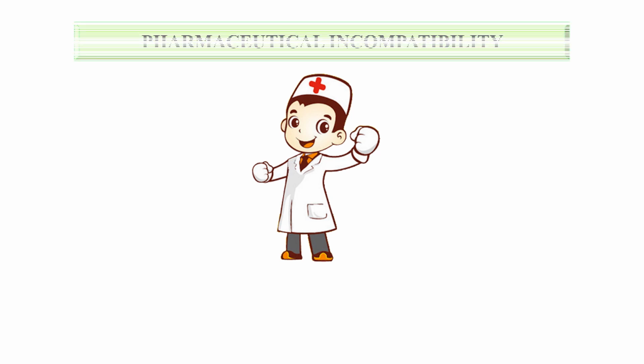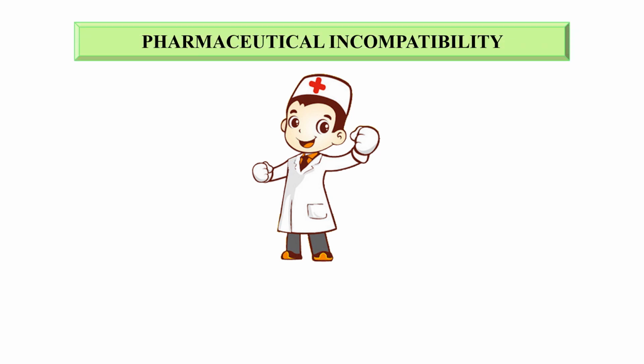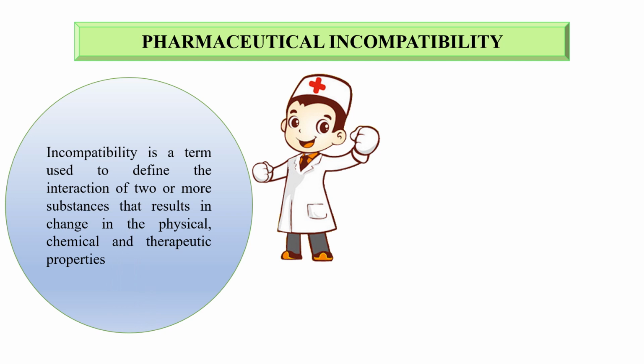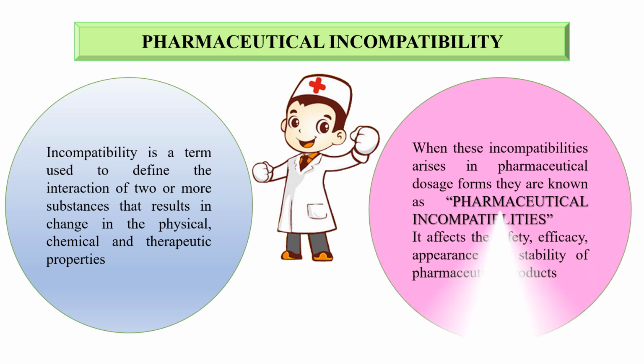First, let us begin with the introduction of pharmaceutical incompatibility. Now, let us understand the term incompatibility. It refers to the interaction between two or more substances that result in change in physical, chemical, and therapeutic properties. When these incompatibilities arise in pharmaceutical dosage form, they are known as pharmaceutical incompatibilities.